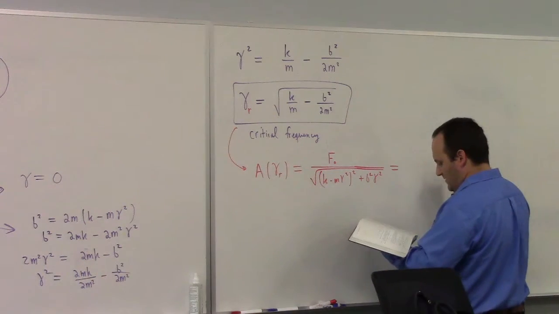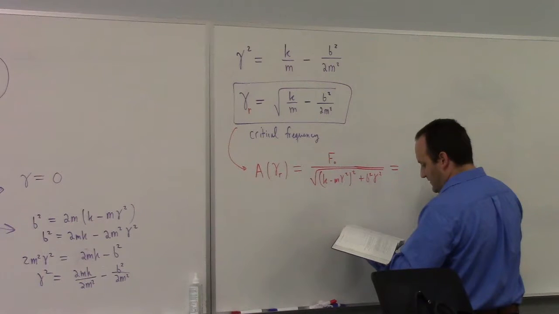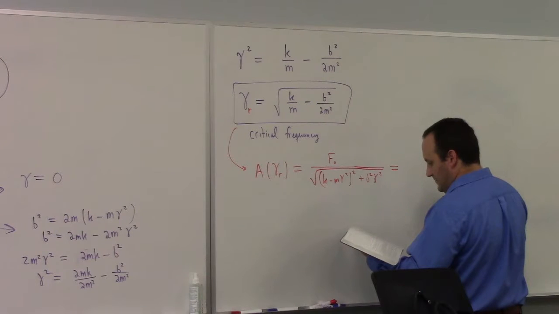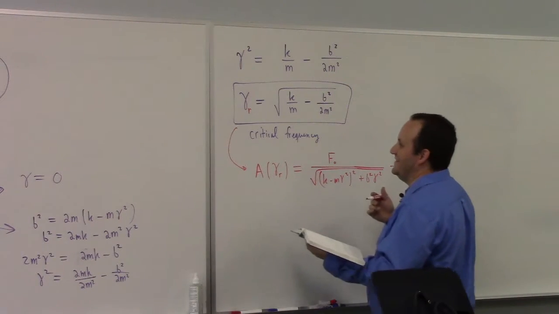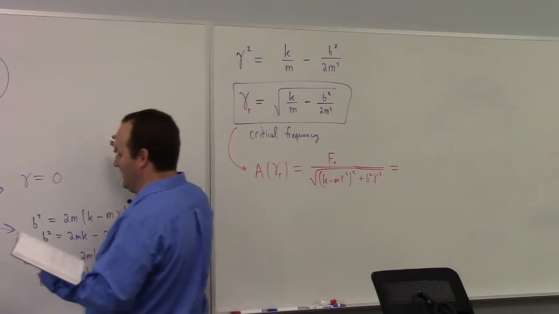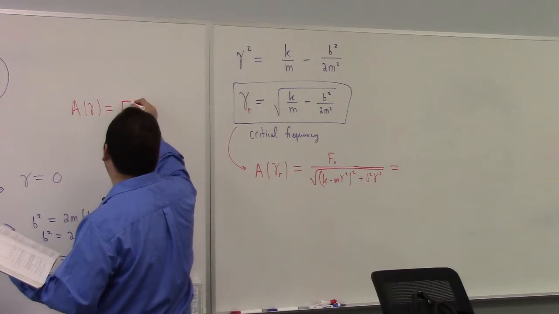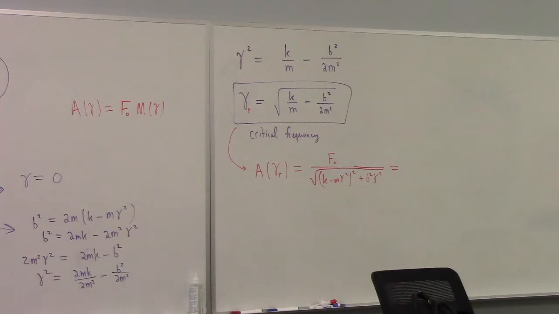So he says it works out to, oh, wait a minute. His M is a little bit different than my A. The relation between his M and my A is the following: A of gamma is equal to F naught times M of gamma. So that's the relation between the M and the A. I didn't feel the need to create something without the force in it.